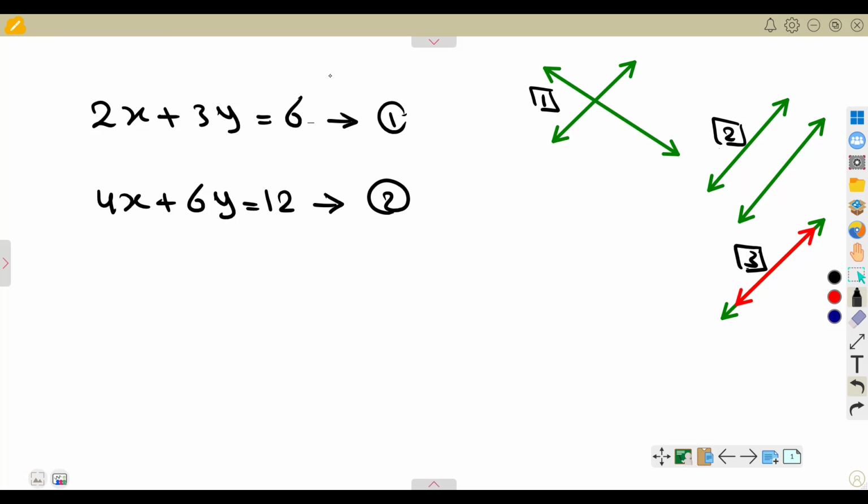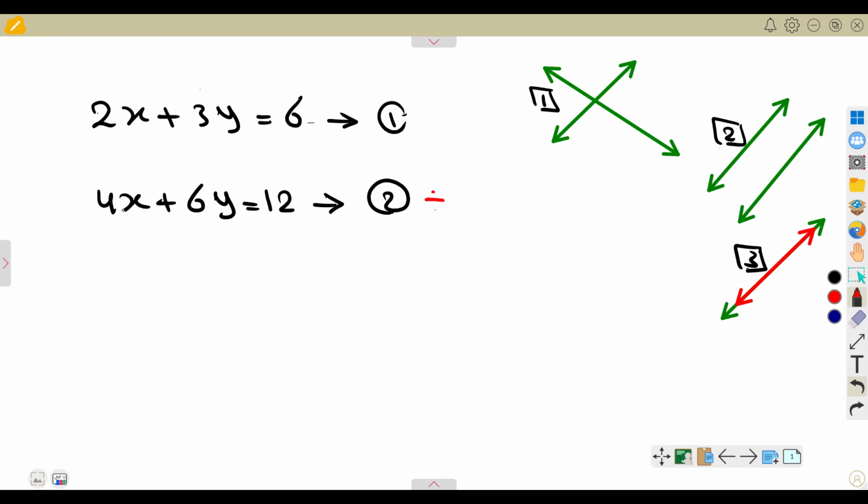What about the last one? There is no common factor between 2, 3, and 6. 6 can be divided by 3 and by 2, but 2 cannot be divided by 3, or 3 by 2. In the second one, we have 4, 6, and 12. They can all be divided by the same number.